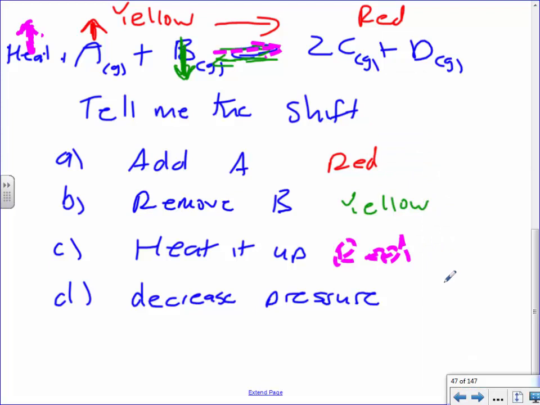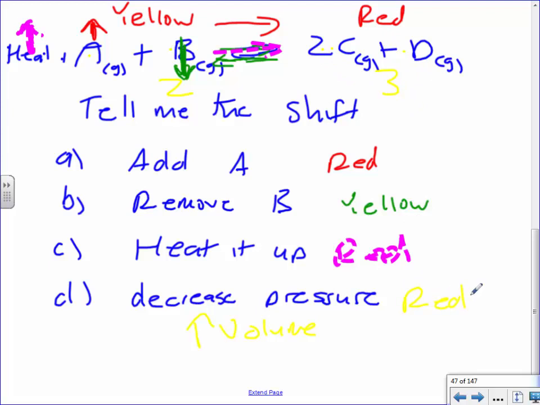Last one's probably the hardest one. You got to count up molecules on both sides. There are 3 total gas molecules on this side to 2 on this side here, because there's 1, 2, 3, and just 1, 2 there. If you decrease the pressure, what did you do to the volume? Okay, so you've now increased your volume, which means there is more room. If there's more room, which side would you go to? Because if there's more room, then go to the side with 3. So this would be red.